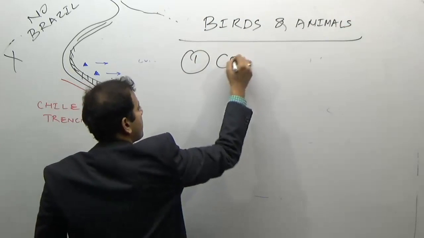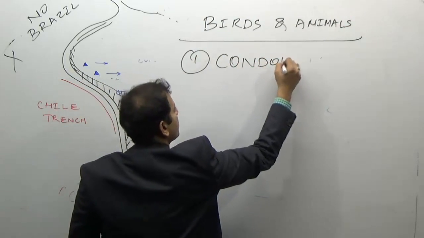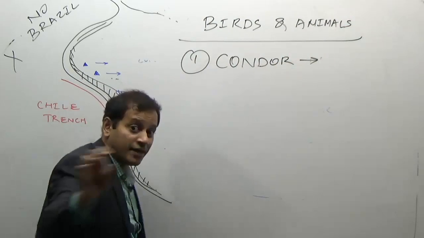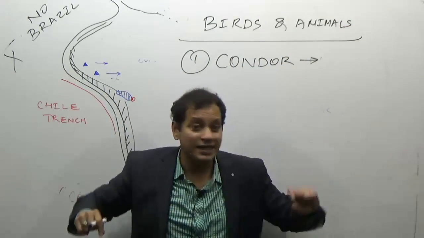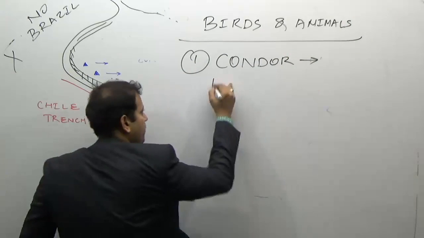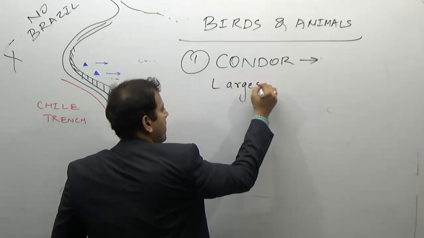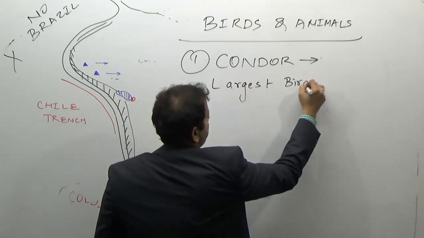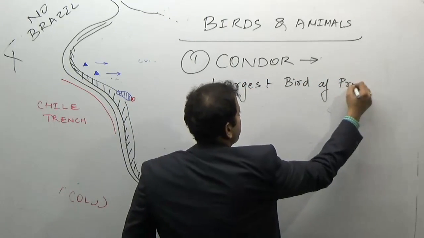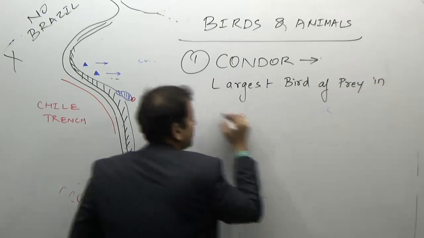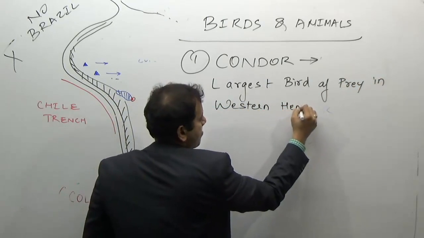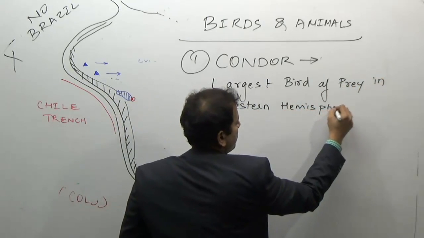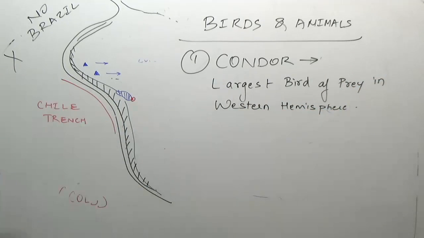Condor. It is a bird of prey. That is one of the largest eagle type birds of prey, in fact the largest bird of prey in the Western Hemisphere.